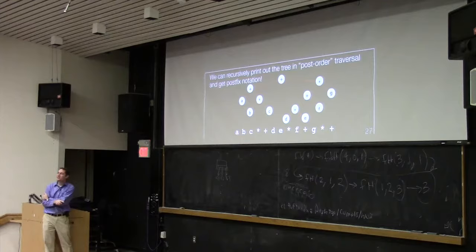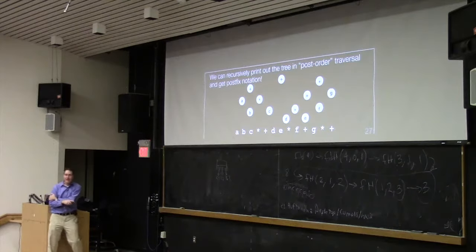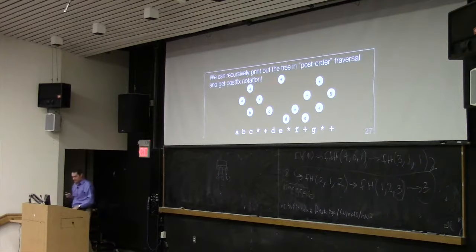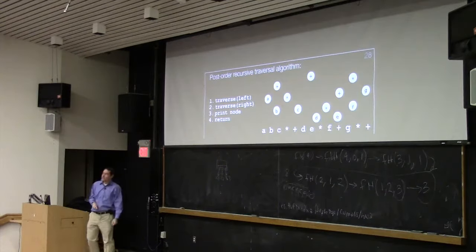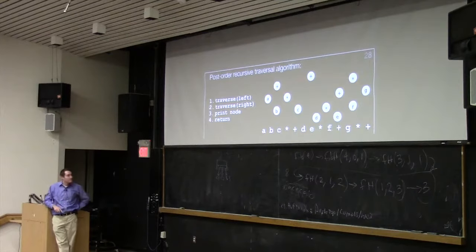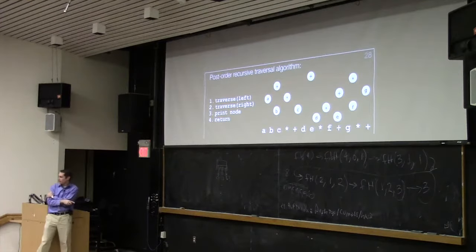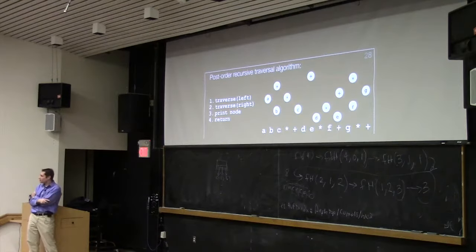In a postfix notation, this would be like this. It would be A, B, C times plus D, E. Don't worry about how you got that quite yet. Okay? But let's think about how we actually get this notation out of this. Okay? This is called postfix notation. Here's the algorithm for postfix notation. Okay? It's a recursive algorithm, and it says, traverse left, then traverse right, then print the node you're at, then return. And this whole thing is a traverse.